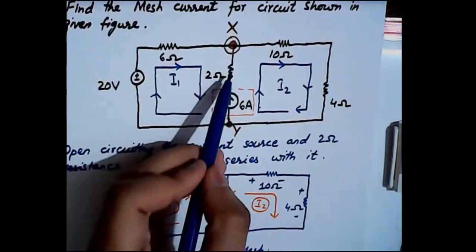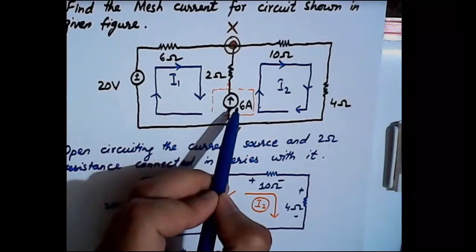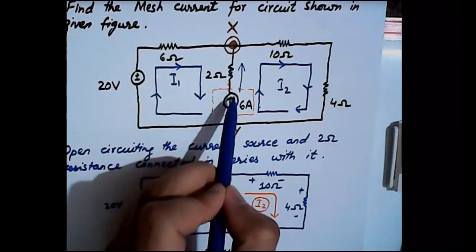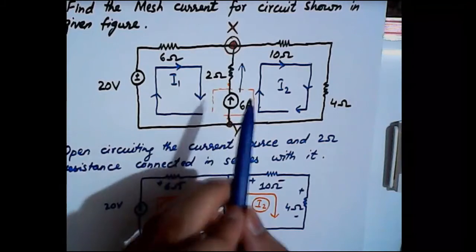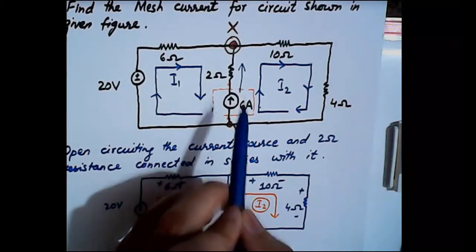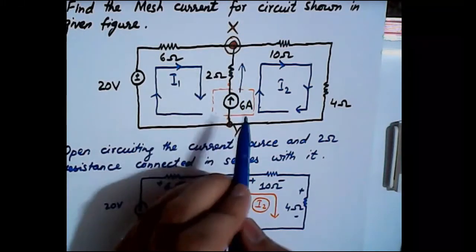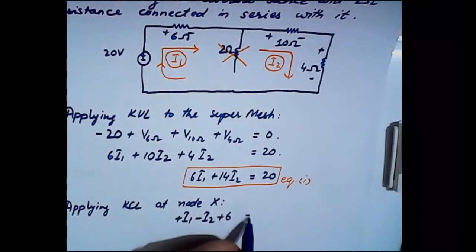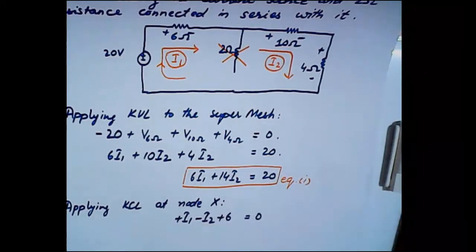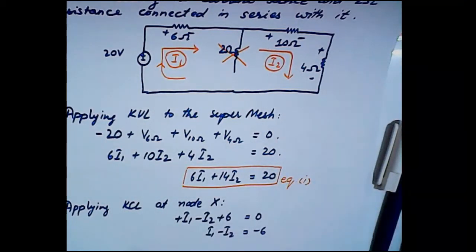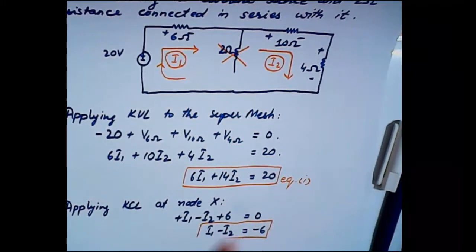And what will be the current through the 2 ohms branch? It will be the same as the source current, and it is entering here. Since they are connected in series, and we know that in a series combination the current remains the same, this 2 ohms branch will have the same current, and it is entering node X, so it will be plus 6 amperes. Plus 6 is equal to 0, right? Or you can write I1 minus I2 is equal to minus 6, and this will be our equation number 2.